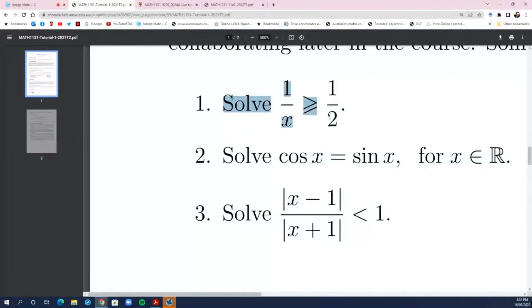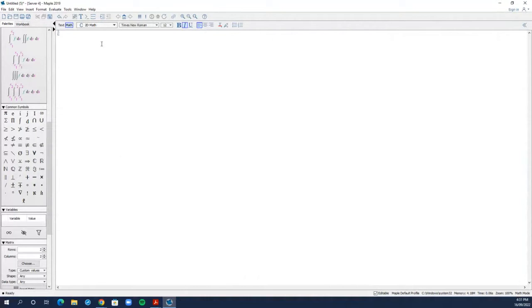Solve an inequality for x. So we want to find all those values of x that make 1 on x greater than or equal to a half. Let me pull the Maple window up, and I'll show you some of the really cool things with Maple. Let me know in the chat what you think. If I put in the solve command, hopefully you can all see that. Let me know if you want the font a bit bigger. How's that? That's better.